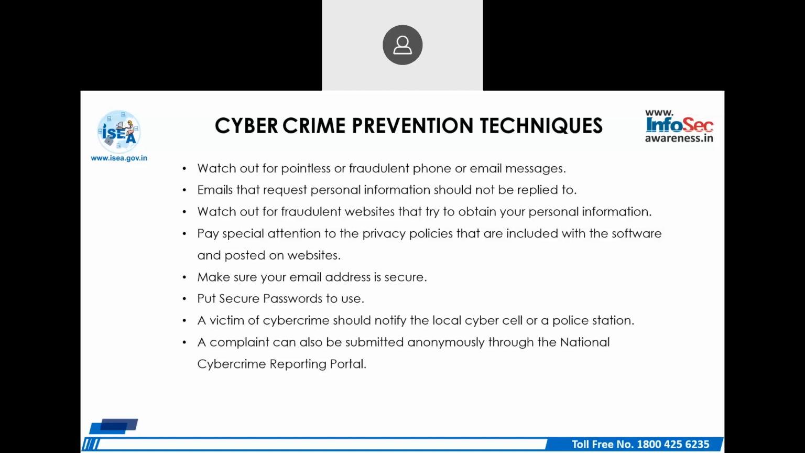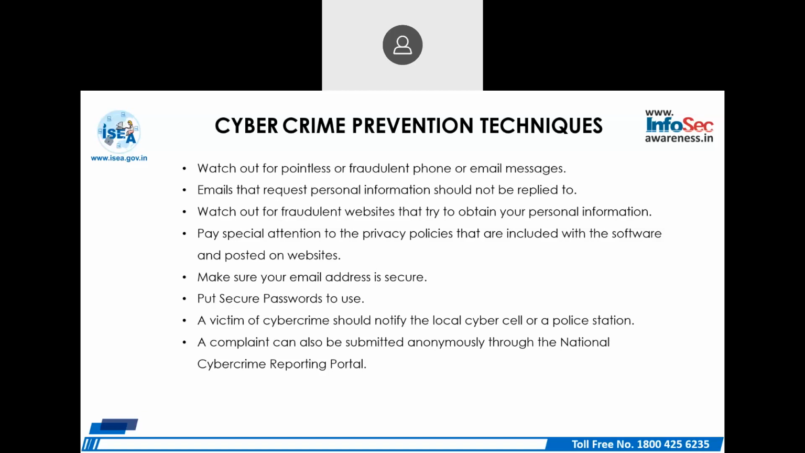Pay special attention to privacy policies that are included with the software and posted on websites. Do not copy anyone's photo or video just like that from the internet, because if the privacy policy restricts it, tomorrow you may be in jail for it. Make sure your email address is secure.